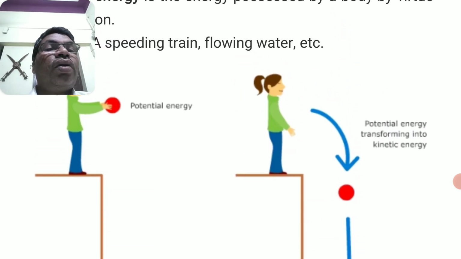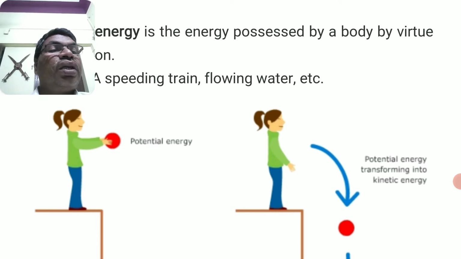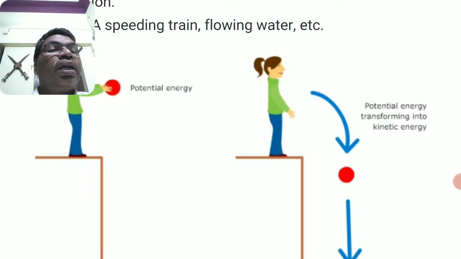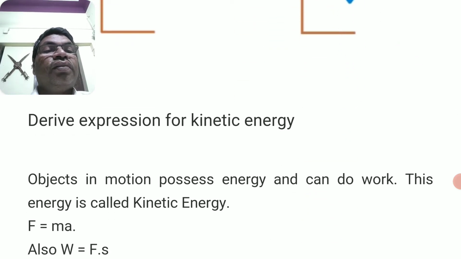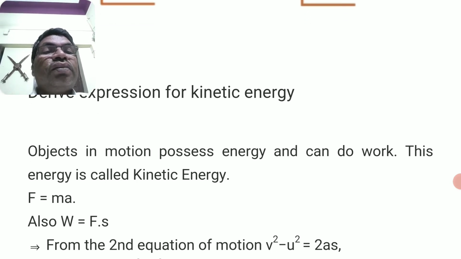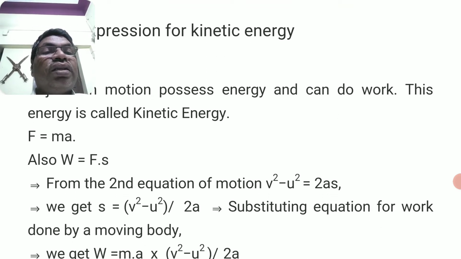So a ball which is at rest at a certain height has potential energy. Potential energy is transformed into kinetic energy when the ball is in motion, that is, when it is falling down. How to derive the expression for kinetic energy? Objects in motion possess energy and can do work. This energy is called kinetic energy.